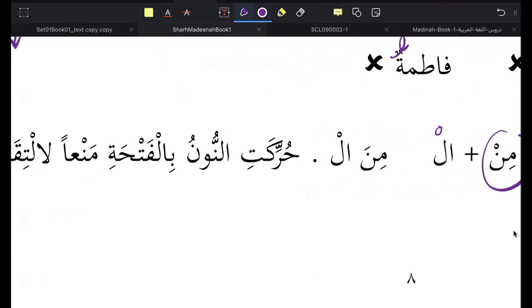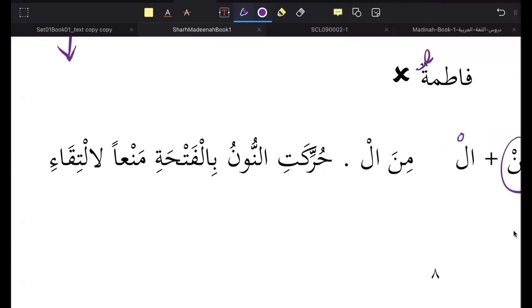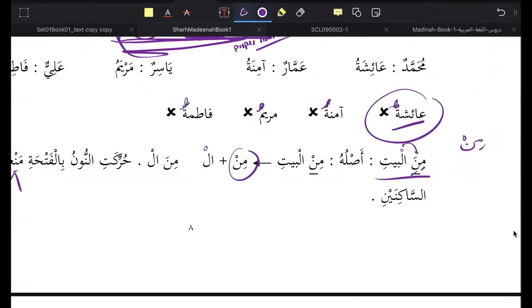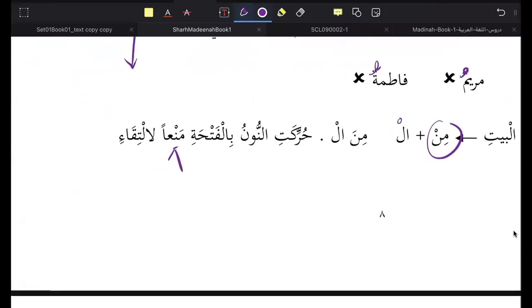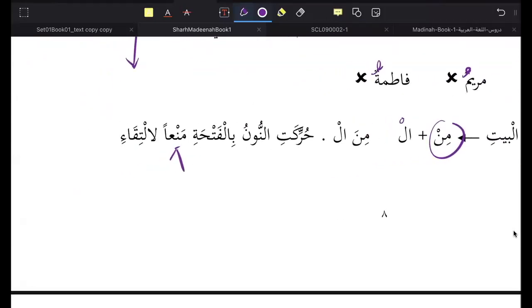And what he's explaining here is that hurrikat noon, that means the noon is given a haraka bil fatha, with a fatha, man'an li iltiqa'i sakinain, preventing two sukuns. So what he's saying is that the noon did not have a haraka. Remember, in last class I mentioned to you the sukun is not a haraka. Sukun means that you don't have a haraka. A lot of people don't understand that. But here he's saying that we have given the noon a haraka, which is the fatha.